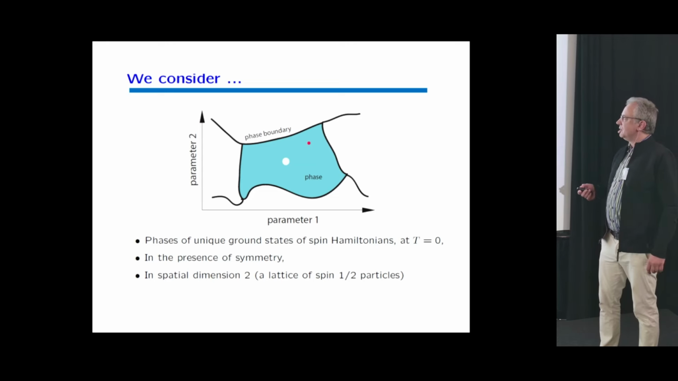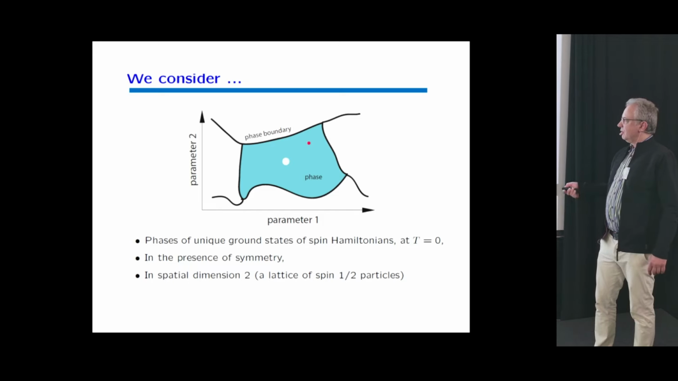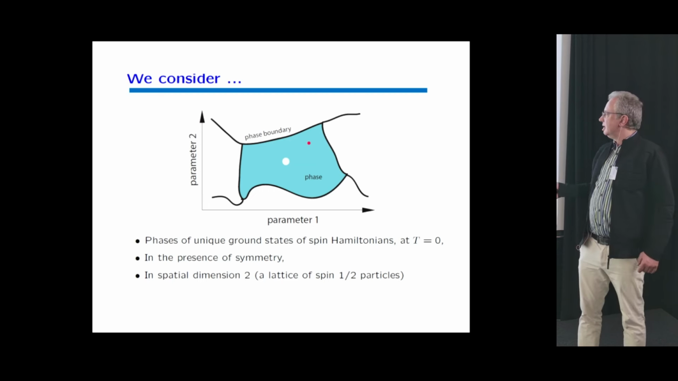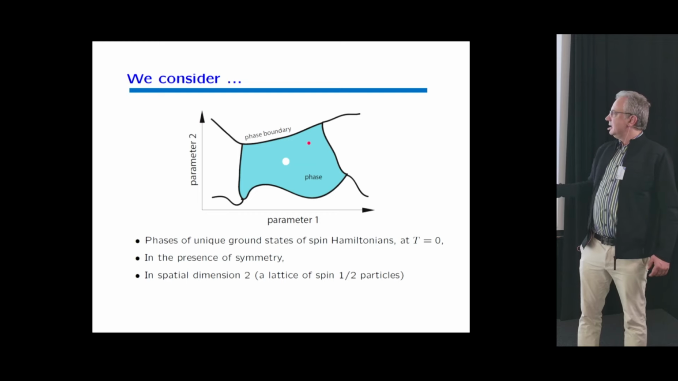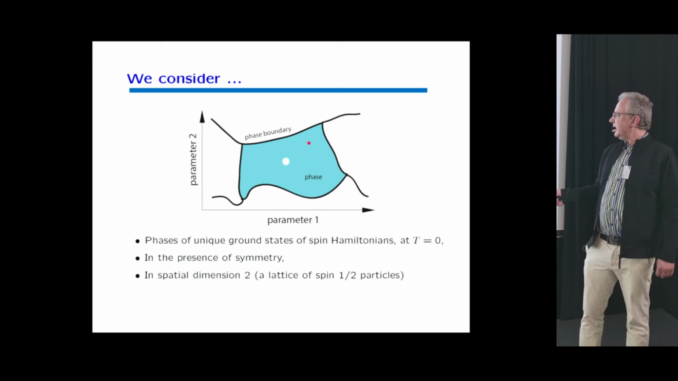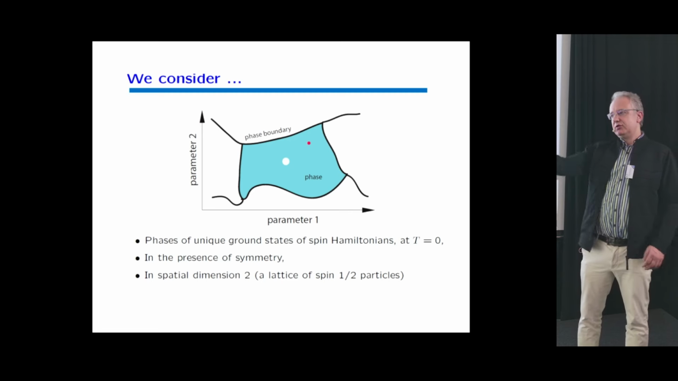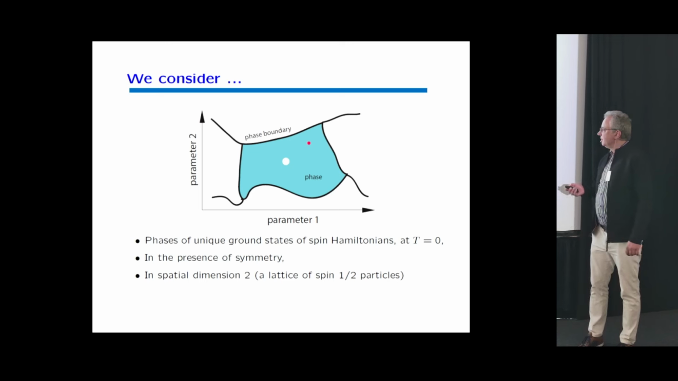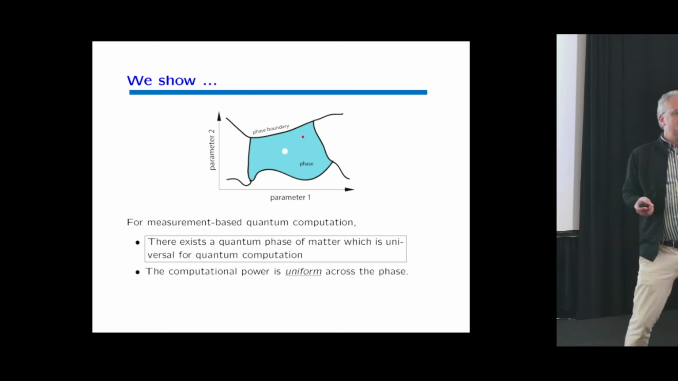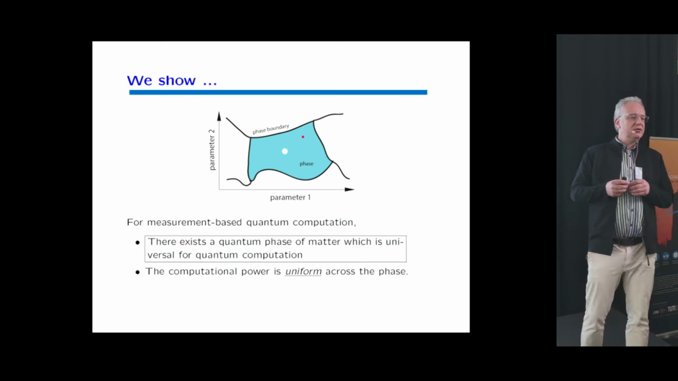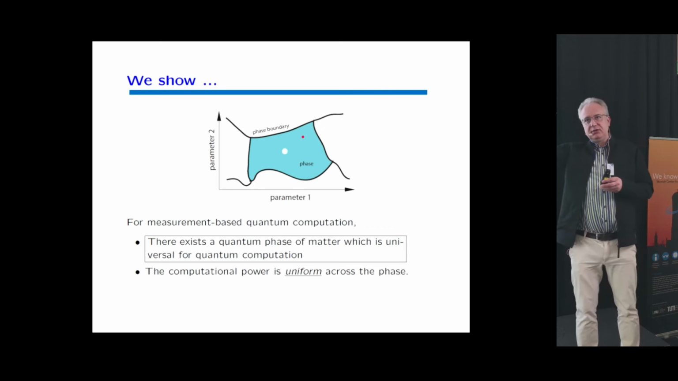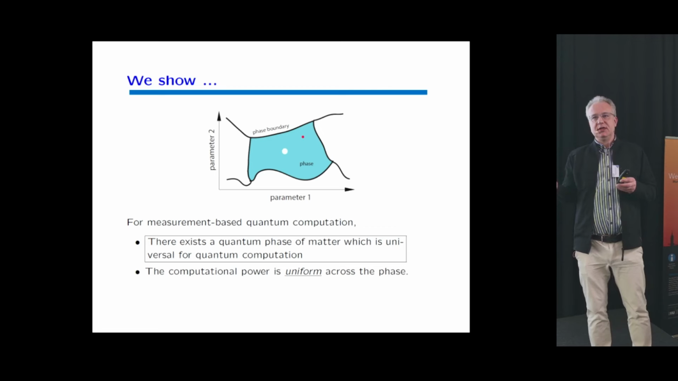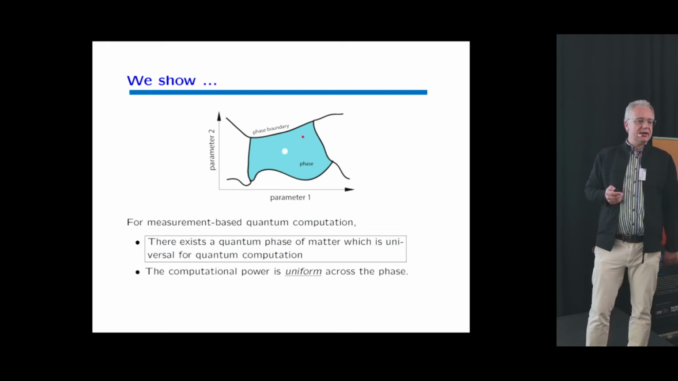Good. Let me summarize before we begin what we consider. As I already said, let me summarize on one slide. We look for unique phases with unique ground states of certain spin Hamiltonians. All of this happens in the presence of symmetry, so the Hamiltonian is invariant under a certain symmetry, and I will specify these symmetries later. And we talk about spins in spatial dimension 2. So this is grids, and you will also learn later why one-dimensional systems are not sufficient. For this system, we show that there exists a phase of quantum matter that is universal for quantum computation. So computational power is uniform. You pick a state as a resource state from that phase, and whatever state you pick, the computational power that it provides is the same.